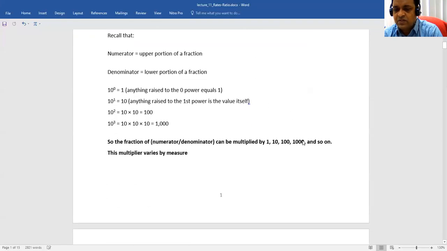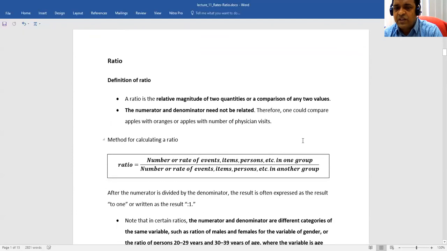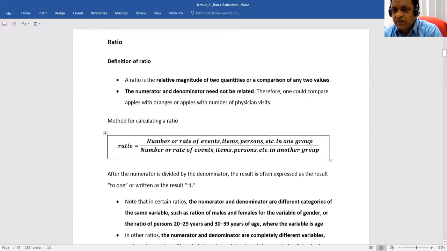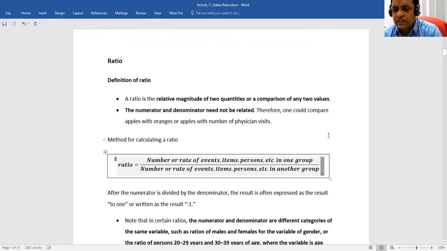Okay, so let us know in detail. First of all, let us look at the ratio. We know the ratio, but how can we understand it more deeply? What is a ratio? A ratio is nothing but the relative magnitude of two quantities, or a comparison of two values. In a ratio, the numerator and denominator may be related or not related. It is not mandatory that the numerator and denominator be related.